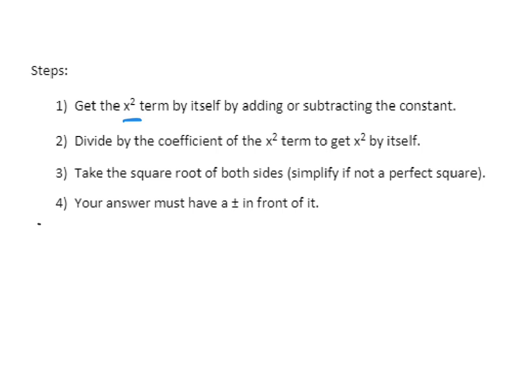Second step, we're going to divide by the coefficient of the x squared term to get the x squared by itself. So once again, we're trying to get the x squared by itself. Then we're going to take the square root of both sides and then simplify if we need to. And when you take square roots, you want two answers, so you have to put this plus or minus sign in front of your answer.